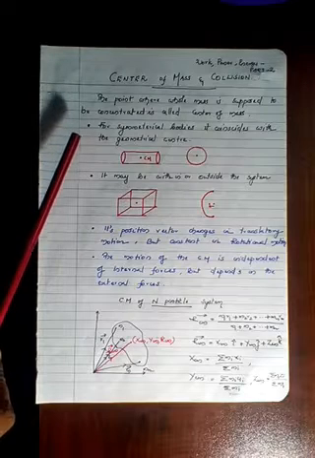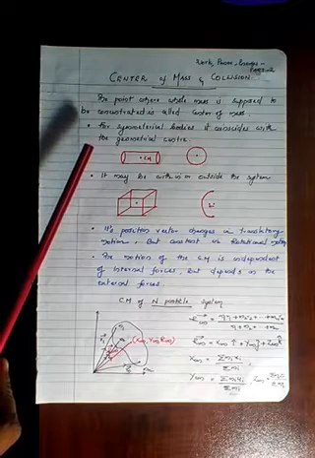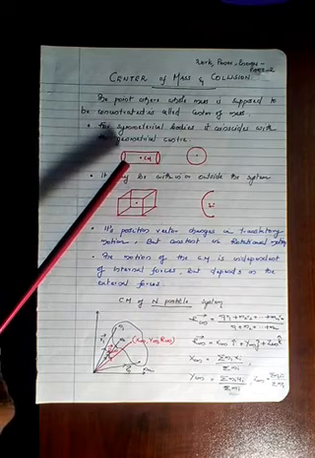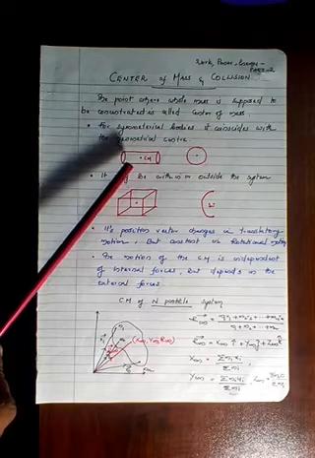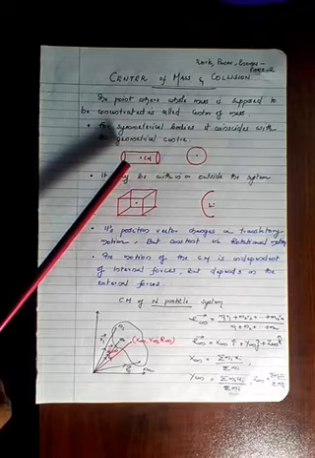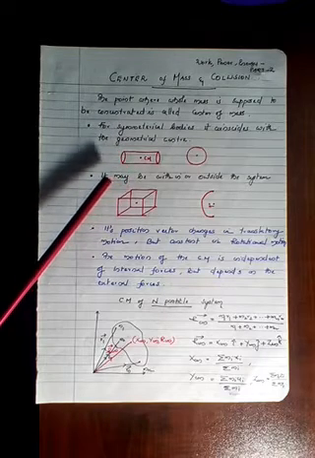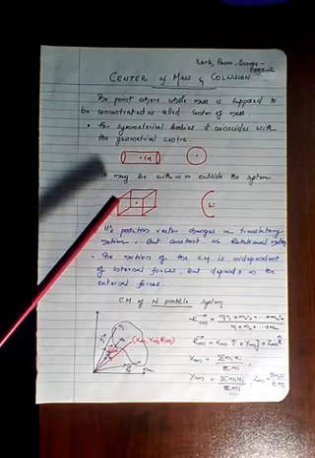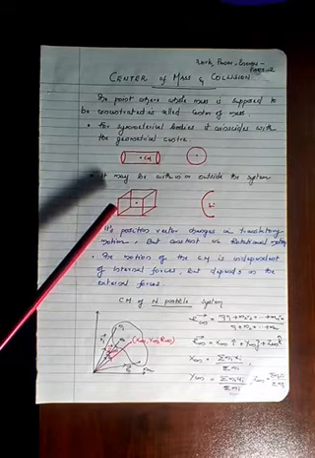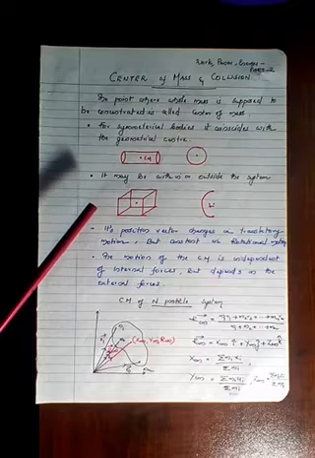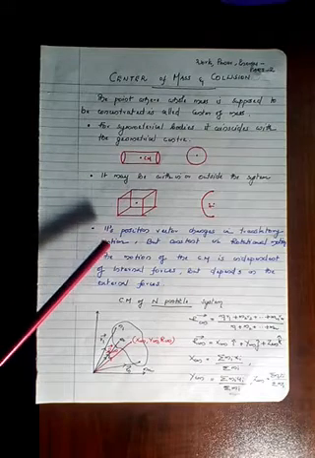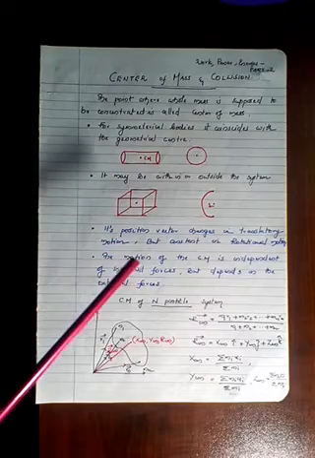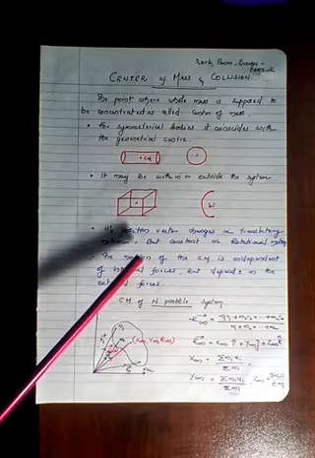You should know that for symmetrical bodies it coincides with the geometrical center. If you take a circle, a cylinder or a cone, you can say the center of mass is the geometrical center, and it may be within or outside the system. That depends upon the structure, the shape, the distribution of mass. Its position vector changes in translatory motion, but it is constant in rotatory motion.